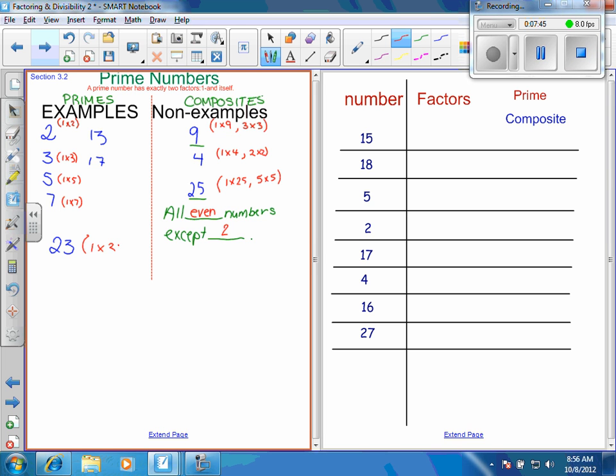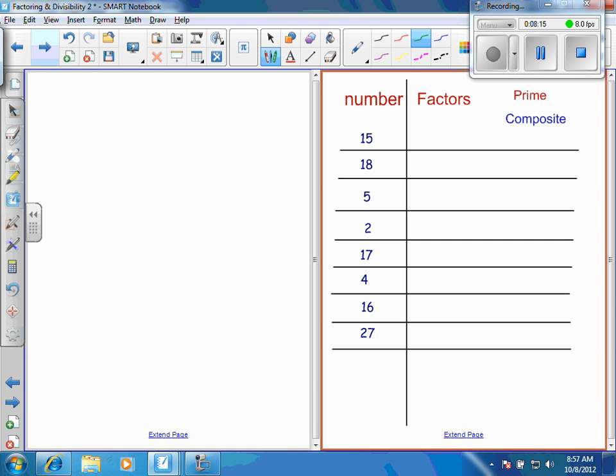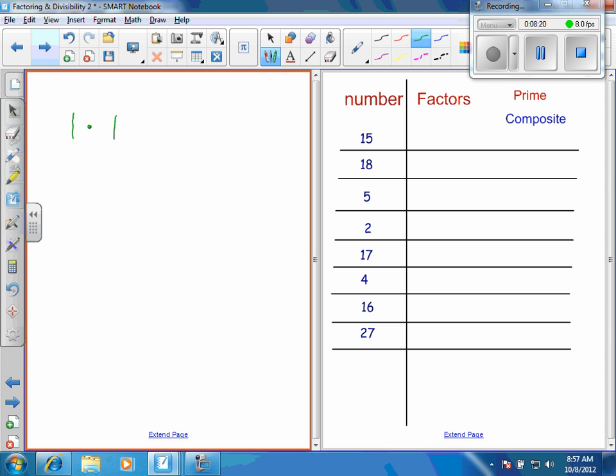So what we're going to do next is look at this list here and talk about how to list all the factors in a systematic way. So let's talk about that. Watch what I'm going to do. I'm going to take the number 15 and write all the factor pairs out. I'm going to add in a piece of scratch paper here. And when I look at the number 15, I'm going to think of all the ways I can get 15 in a really systematic way.